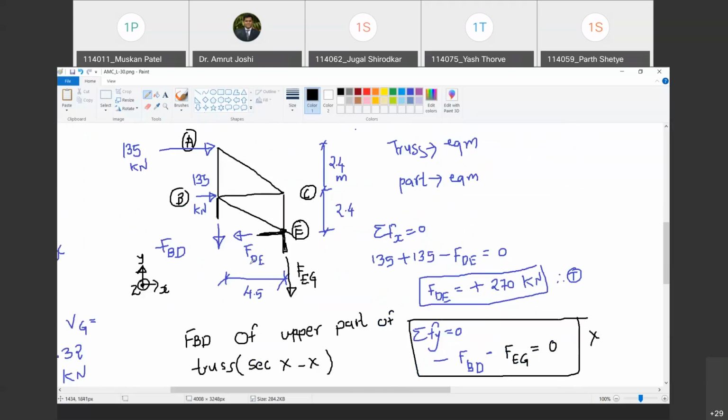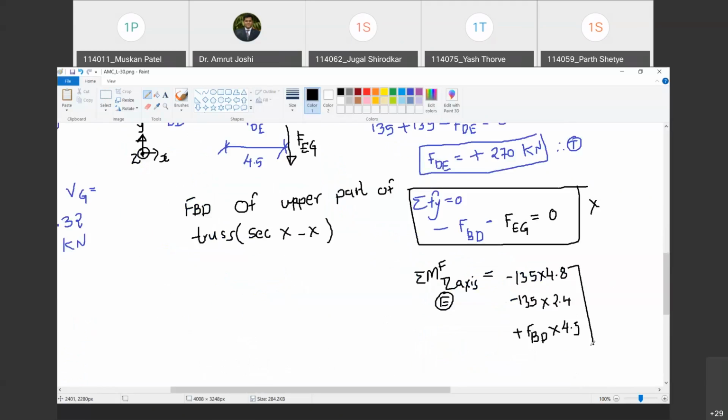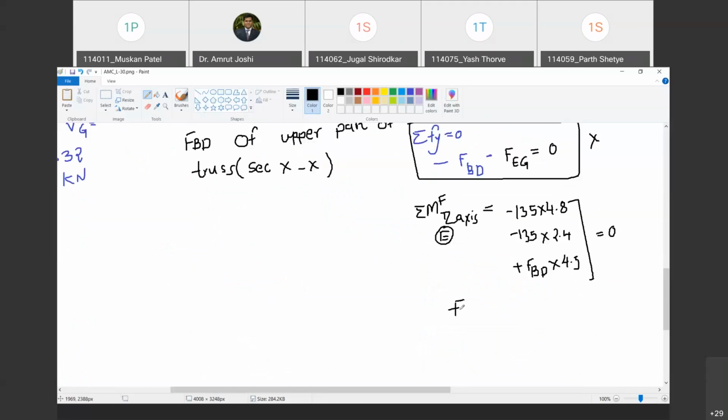What is the next force? FDE. Is it going to cause any moment about E? No, because its line of action passes through E, so the perpendicular distance of its line of action from E is 0. Do you agree with me? Yes, sir. FEG, does it cause any moment about E? No, because its line of action passes through E. So that's all. This has to be equated to 0. If you equate this to 0, you will get the value of FBD. So tell me how much is FBD. Calculate and tell me. I will also calculate with you.